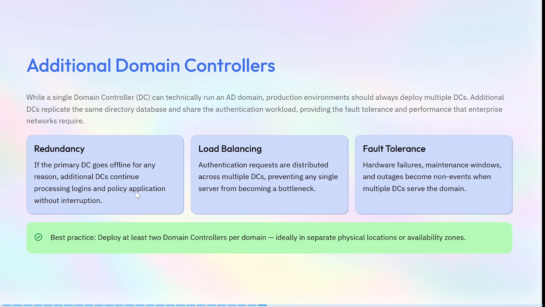We can use load balancing, meaning if there is huge traffic, for load balancing we can also use multiple domain controllers. Fault tolerance: if any hardware failure happens in one domain controller, then the other domain controller will act as primary. So for fault tolerance, load balancing, and redundancy, we can use multiple domain controllers.